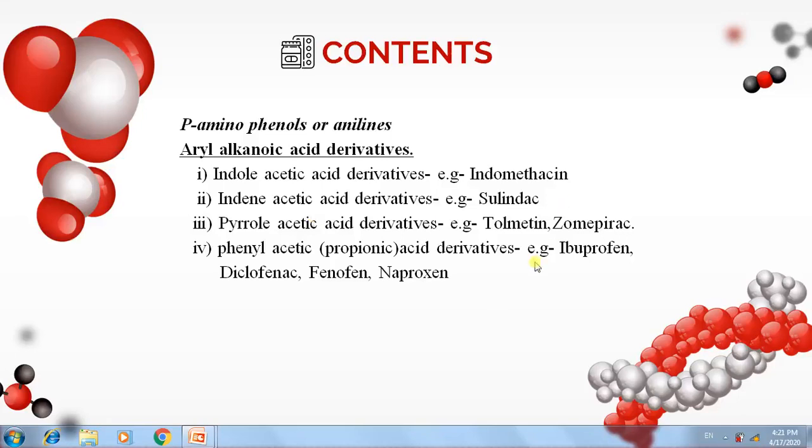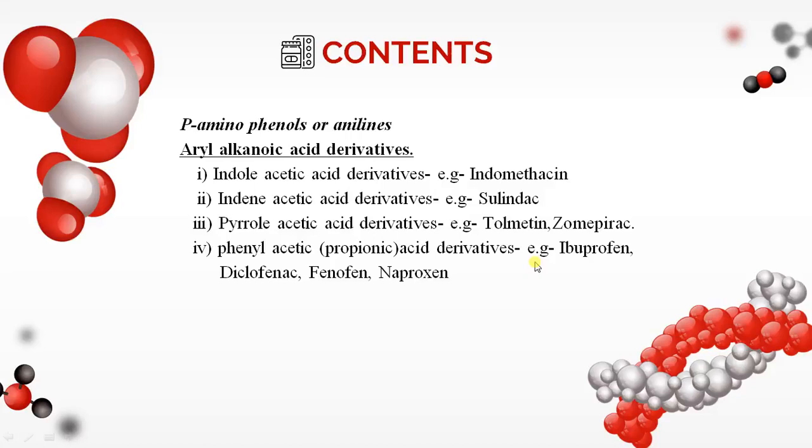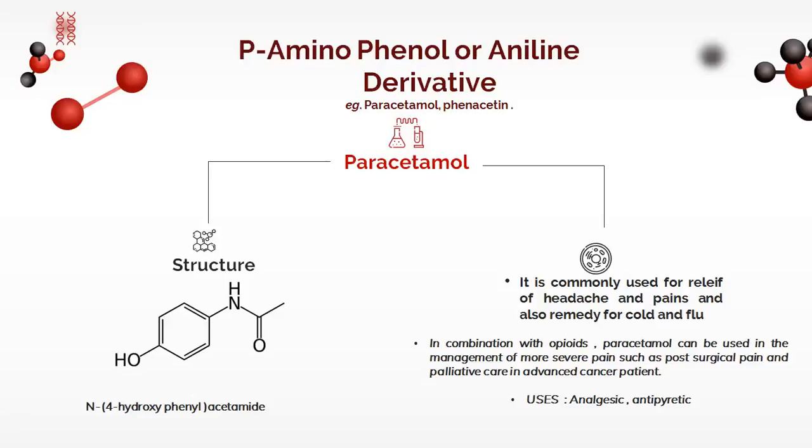Let's see one by one only the structures and their IUPAC names. This is a para-aminophenol. The first agent is paracetamol. It is commonly used for the relief of headache and pains, and also used for cold and flu. It is used in combination with opioids. Paracetamol can be used in management of more severe pain such as post-surgical pain and palliative care in advanced cancer patients.